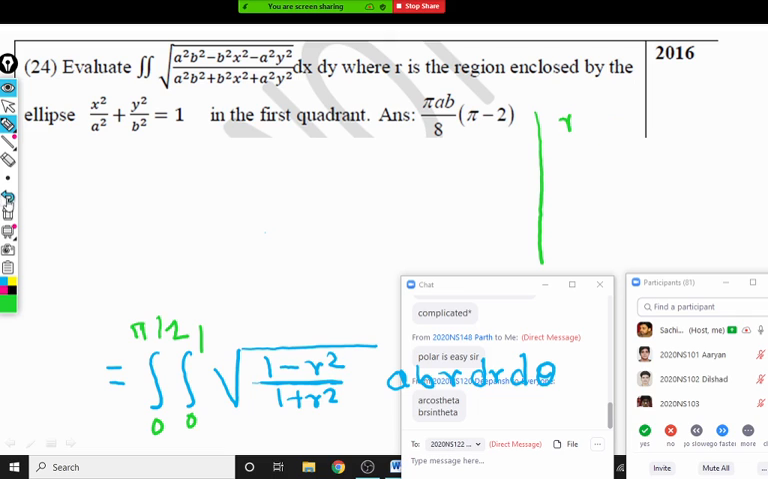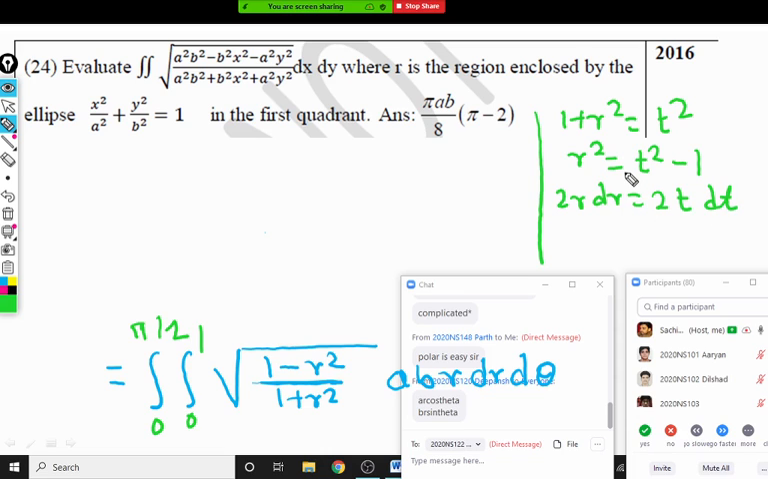So I will take 1 plus r square is equal to t square. So the value of r square becomes t square minus 1. We want 1 minus r square again, so we'll do that. First of all, 2r dr is equal to 2t dt. So r dr is t dt only. The value of r dr is t dt directly.